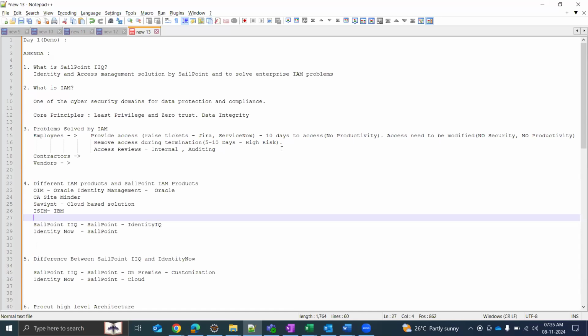For that reason, I'm keeping the first 2 sessions as theoretical, and from the third session onwards we'll deep dive into the actual tool and start working on the installations, configurations, everything. Hands-on will start from day 3. And in SailPoint, there are various roles that we can take: a role for business analyst, a role for administrator, a role for developer. This course basically covers everything.